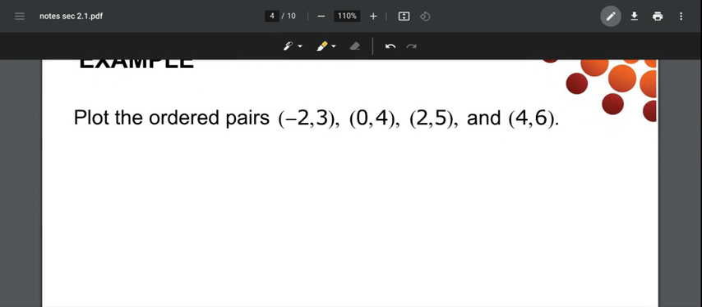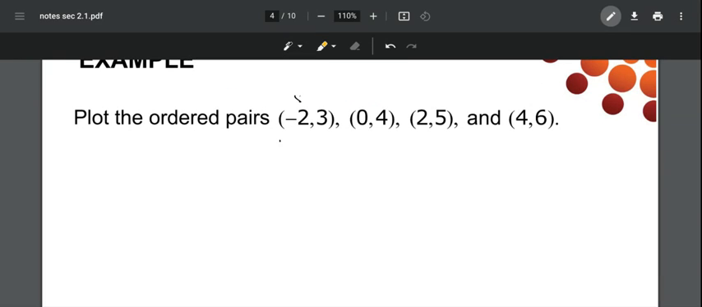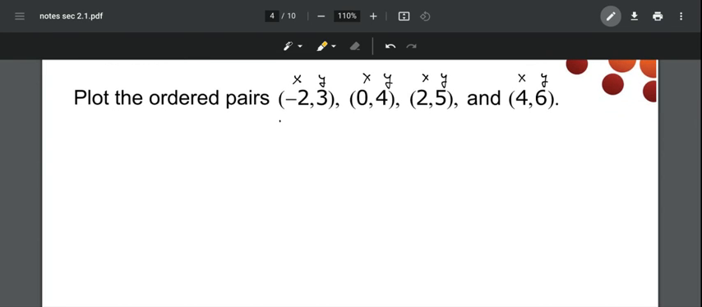So example 1, we need to plot the ordered pairs (-2, 3), (0, 4), (2, 5), and (4, 6). So each ordered pair has an x coordinate and a y coordinate. So we need to plot it. The coordinates of the point just give us the direction. Okay. I will just label each point. This is A. This one I will label with B, C, and D.